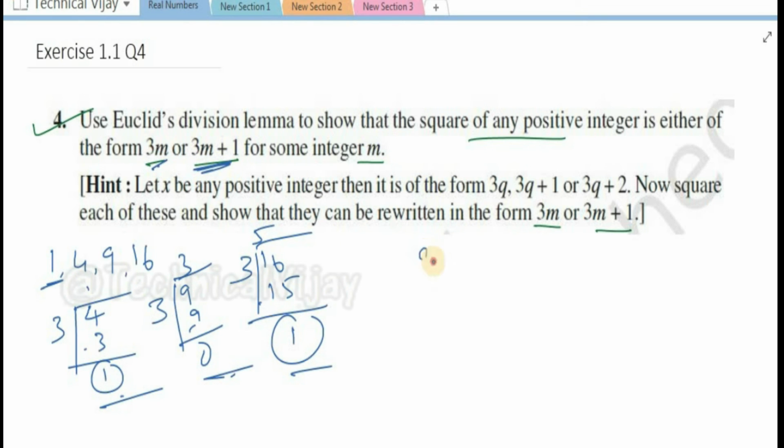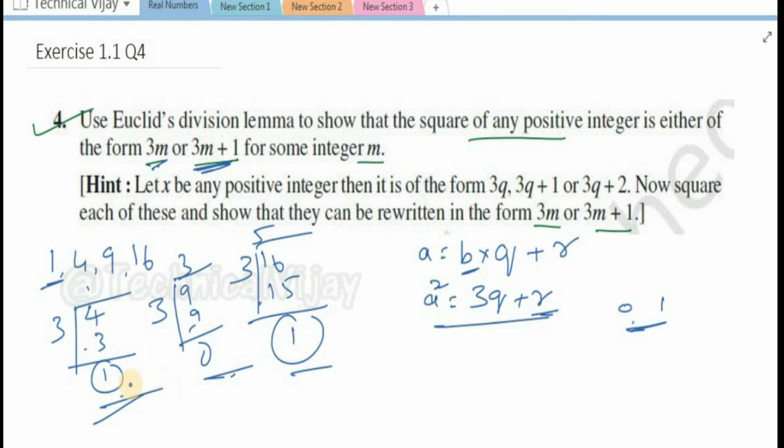So we can write A is equal to B into Q plus R. This B he has given as 3, so A is equal to 3Q plus R. We have to show that the square of any integer is equal to 3Q plus R, where R is 0 or 1. We have seen that if you divide the square of any positive integer by 3, it will be in the form 3m or 3m plus 1, so we will get 0 or 1. Other than that, nothing will come. Hence it is proved.